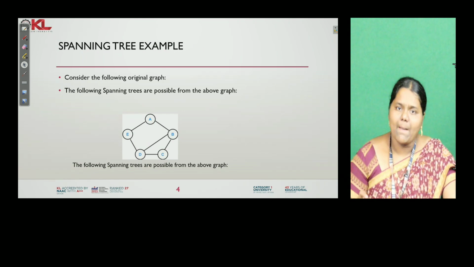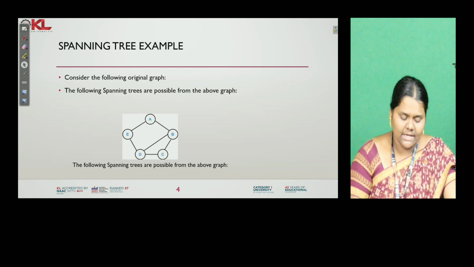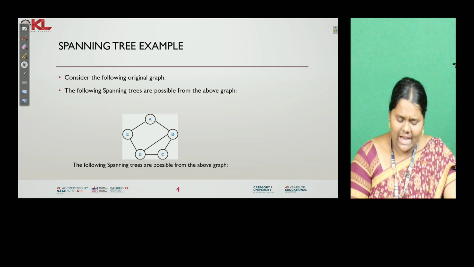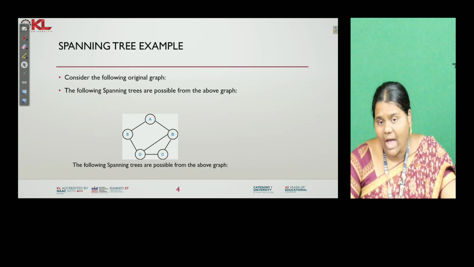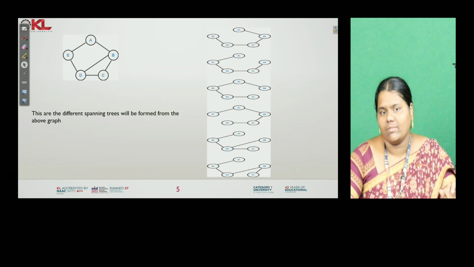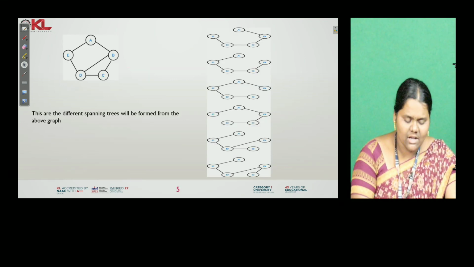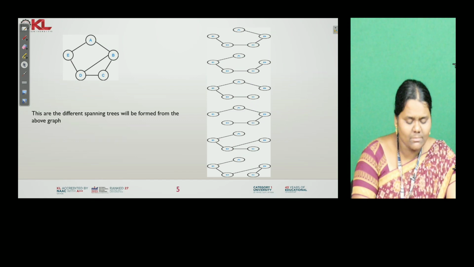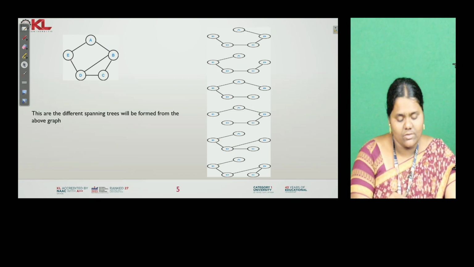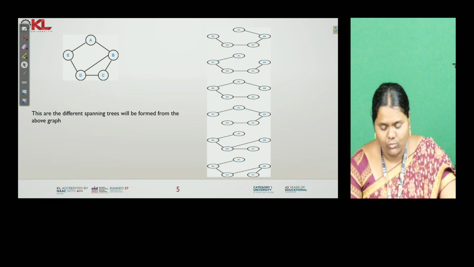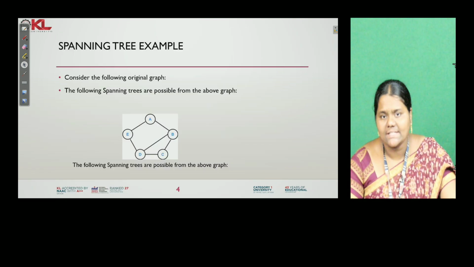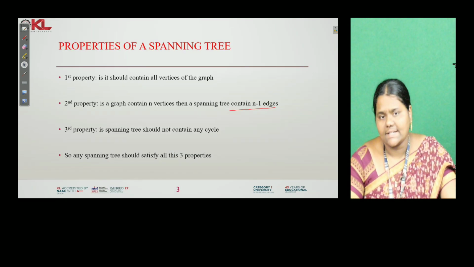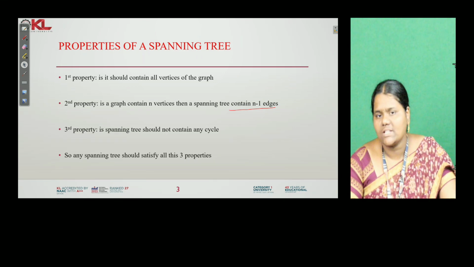So this is an example of a spanning tree. Here we have the graph like this. Now let us check the different spanning trees we can draw from this graph. These are the different spanning trees that will be formed from the above graph. So this is the main graph. Here we have to follow the 3 properties we already discussed.